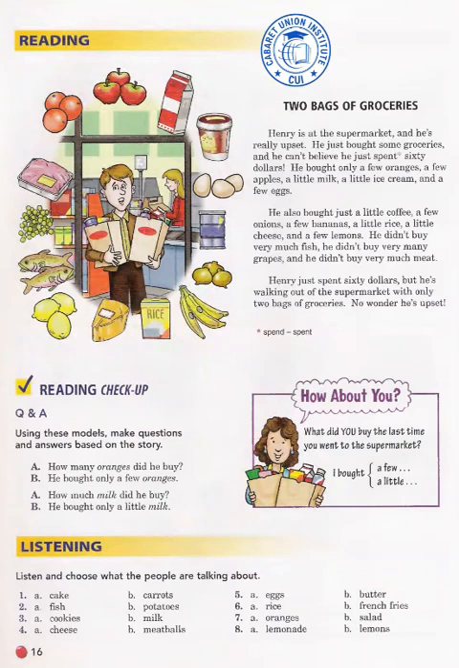He also bought just a little coffee, a few onions, a few bananas, a little rice, a little cheese, and a few lemons. He didn't buy very much fish, he didn't buy very many grapes, and he didn't buy very much meat. Henry just spent $60, but he's walking out of the supermarket with only 2 bags of groceries. No wonder he's upset.